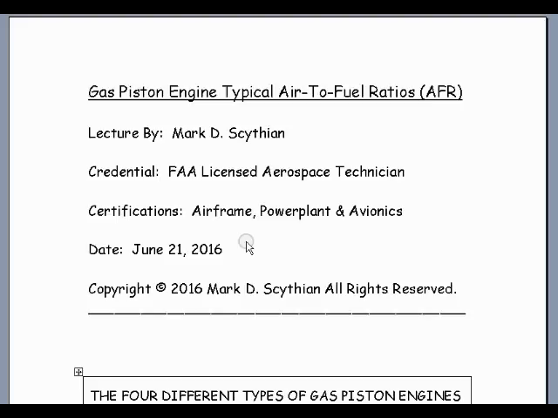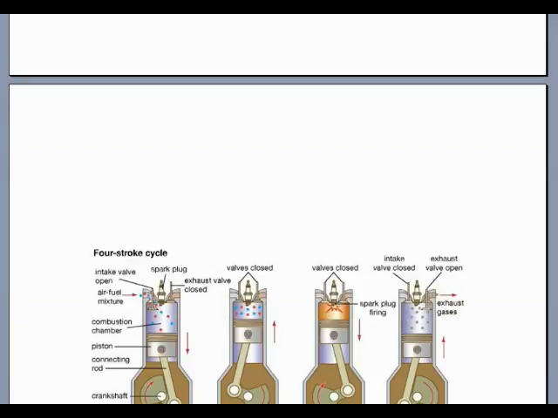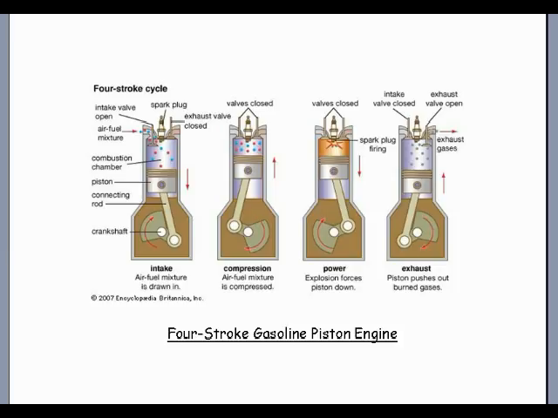This video will focus on gas piston engine typical air to fuel ratios, also known as stoichiometric balance. As we went through in another video lecture, the 4 different types of gas piston engines. Regarding a 4-stroke gasoline piston engine, the leanest the air to fuel mixture ratio can exist at is 18 to 1, 18 parts air, 1 part fuel. That's the leanest. The richest is 8 to 1, optimal 12 to 1, and economy 15 to 1.